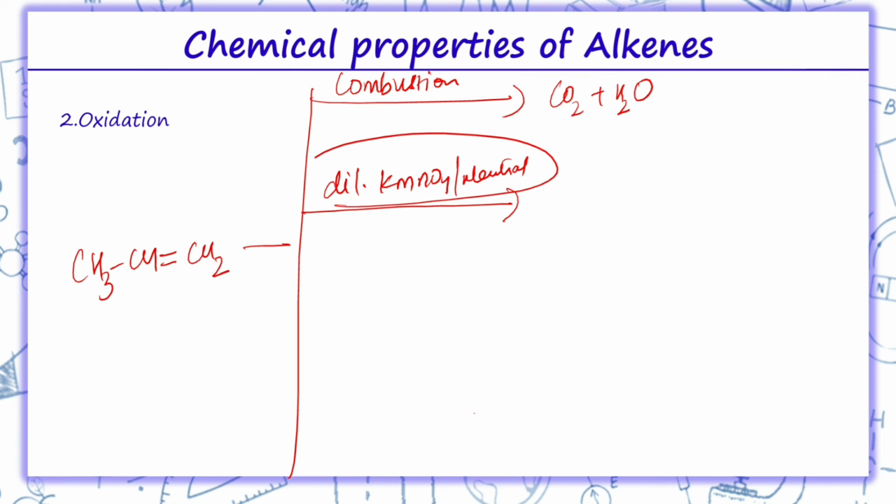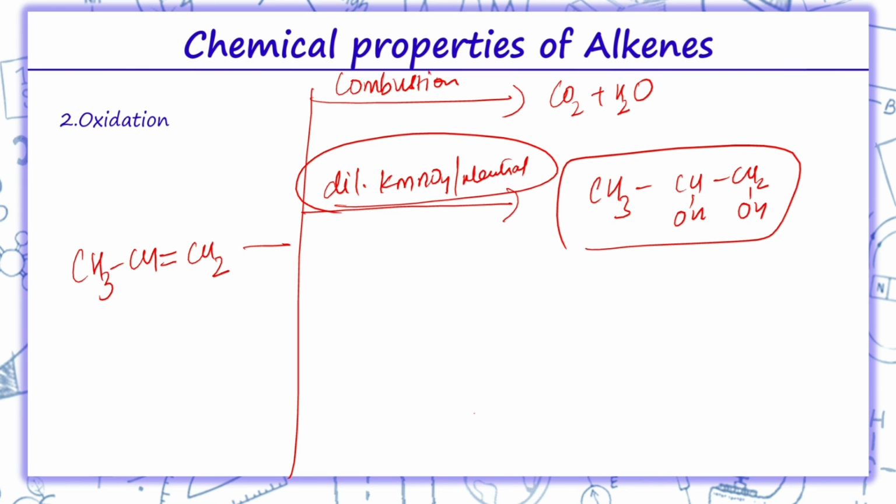When we are performing controlled oxidation with potassium permanganate, the double bonded carbons will each get an alcohol group. So the product will be CH3CH(OH)CH2OH, that is, diols are formed.